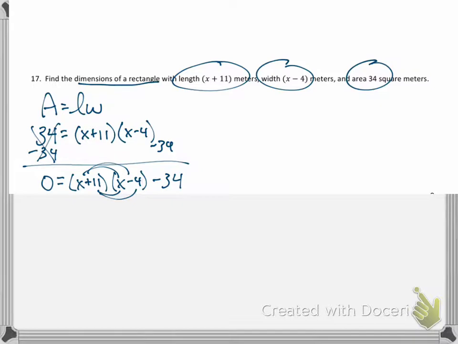So let's go ahead and multiply these together. So again, we distribute the x to both the x and the negative 4. So I'd have x squared minus 4x. Then I take the 11 and distribute it to the x and the negative 4. So I'd have 11x and negative 44. Then I pull down the minus 34 that's tacked on at the end.